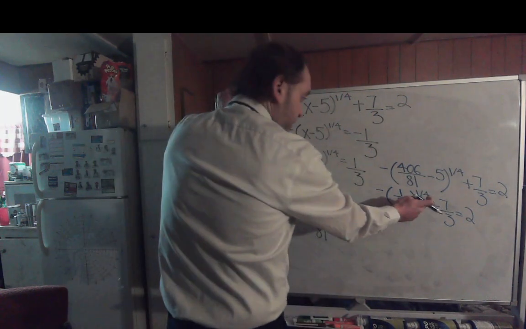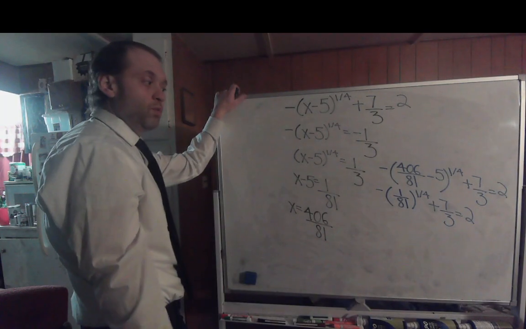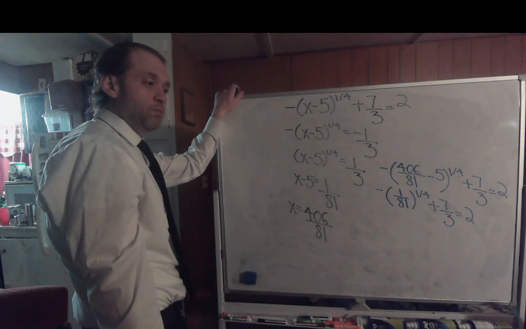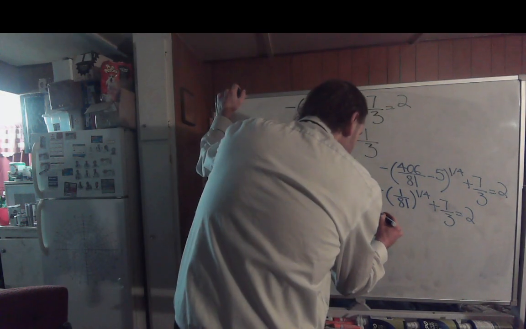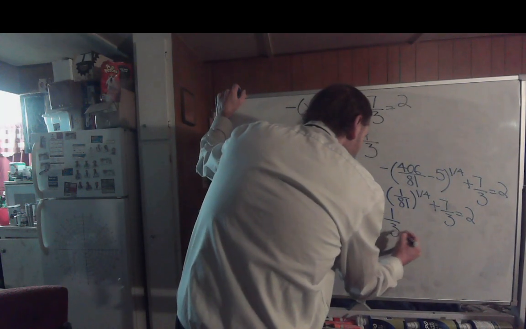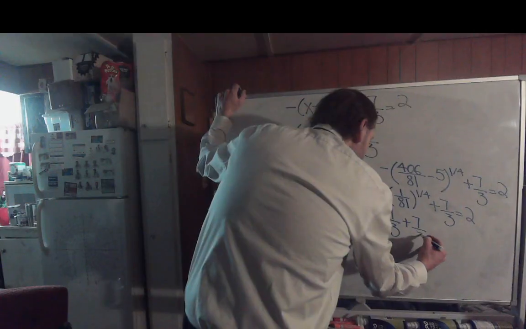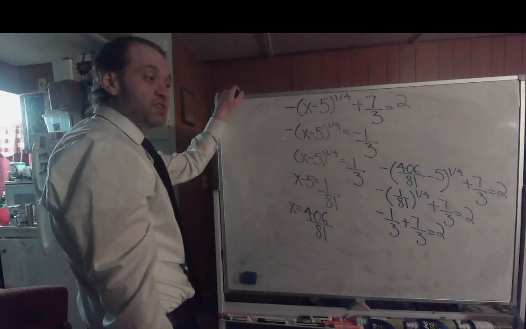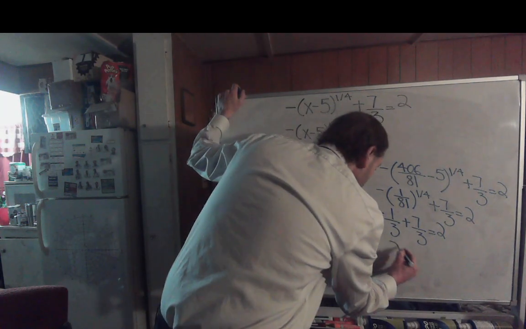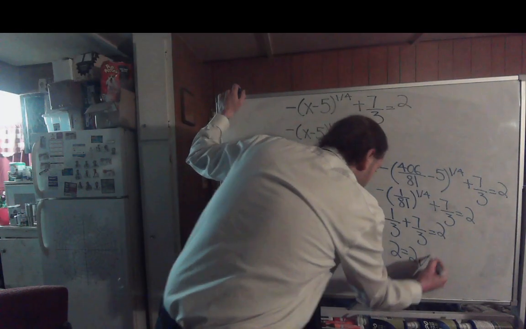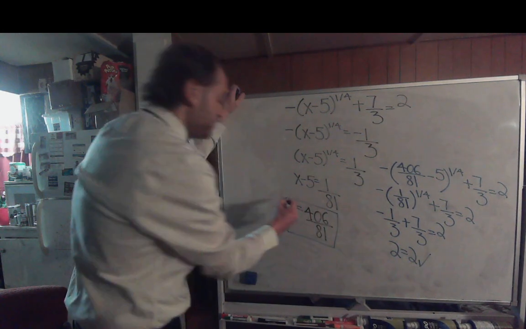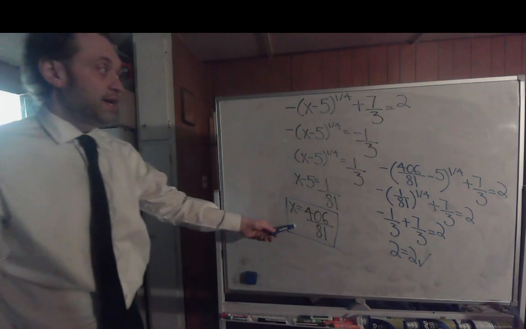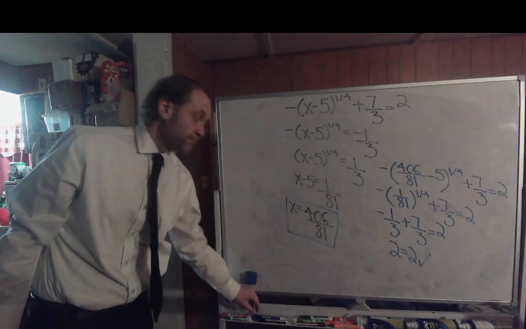Well, 1/4 power is the same as the 4th root. What is the 4th root of 1/81? That'd be 1/3. So this would be negative 1/3 plus 7/3 equal to 2. Negative 1/3 plus 7/3 is 6/3, which is 2. So you get 2 equals 2. That actually holds up then. So your solution is the god-awful 406/81.